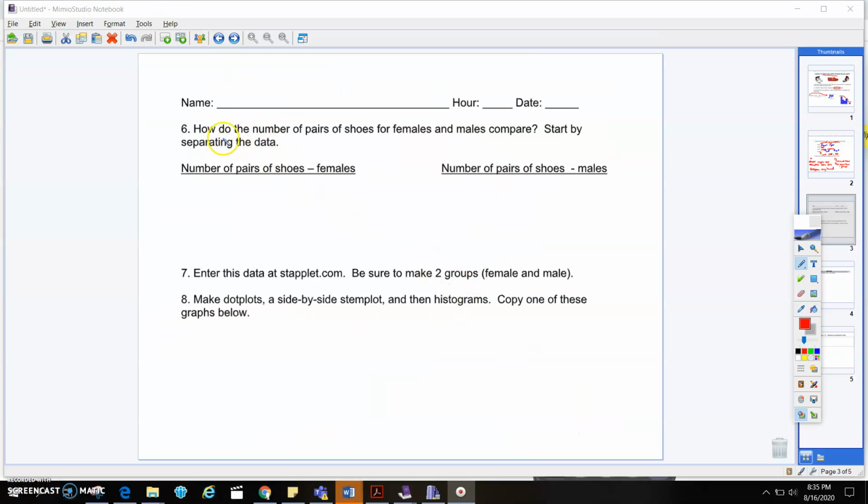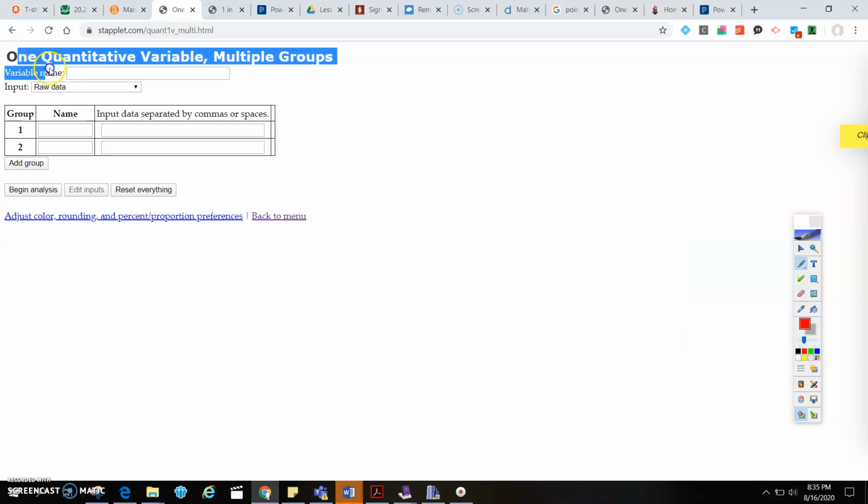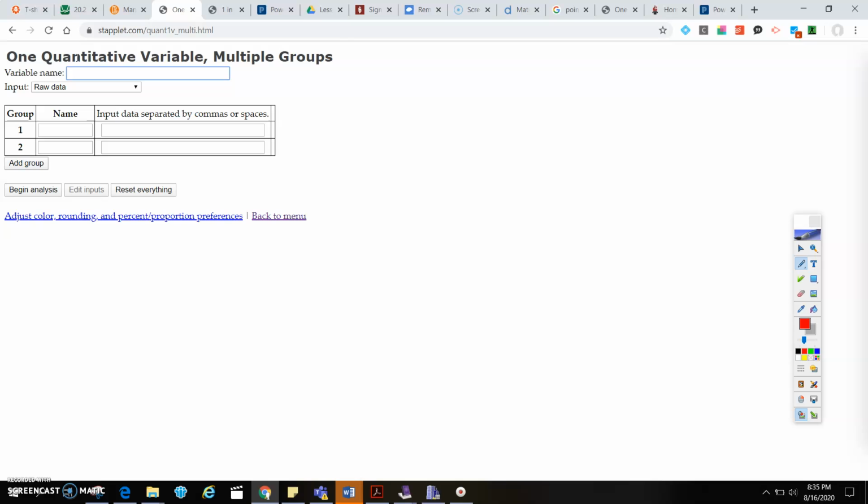So on number 6, it says, how do the numbers of pairs of shoes for females and males compare? Start by separating the data. So what you're going to do is look at your data for females versus males. And when you do that, you're going to put it into Stapplet.com. But this time, you're going to use one quantitative variable, but multiple groups. Okay, so again, variable name is how many shoes.